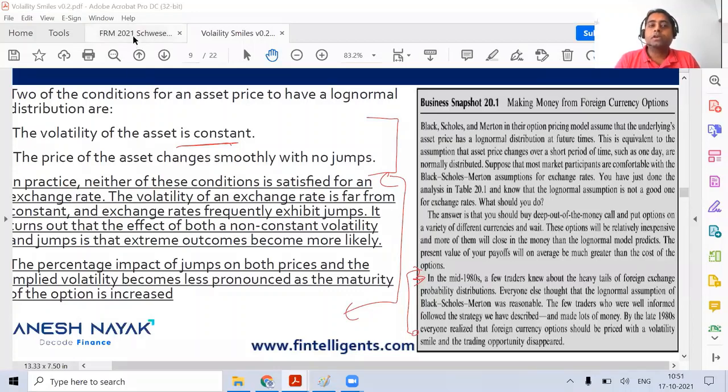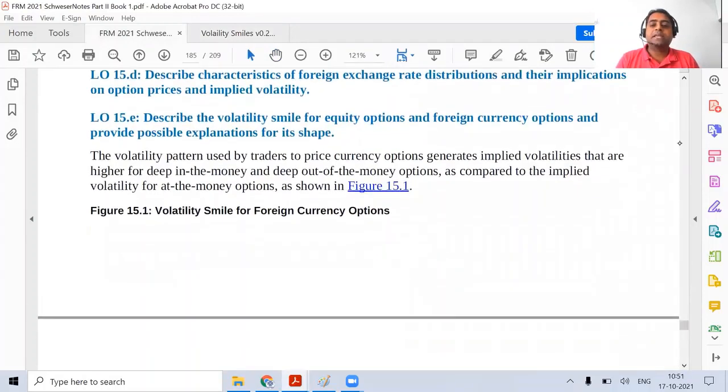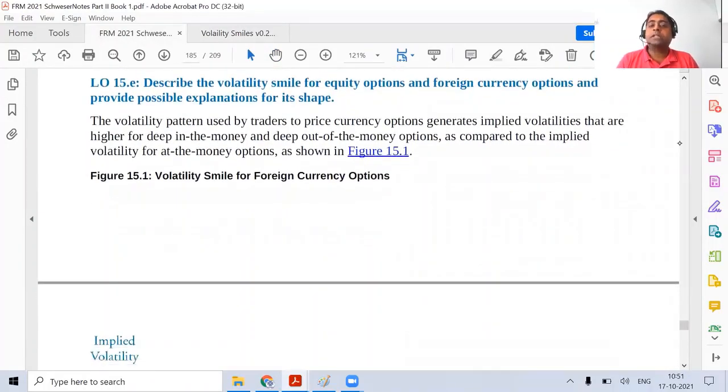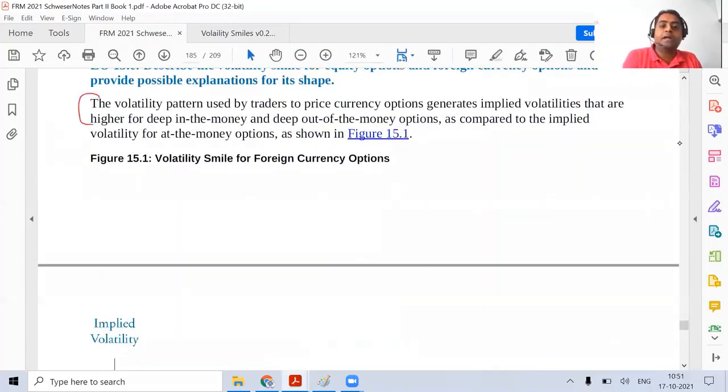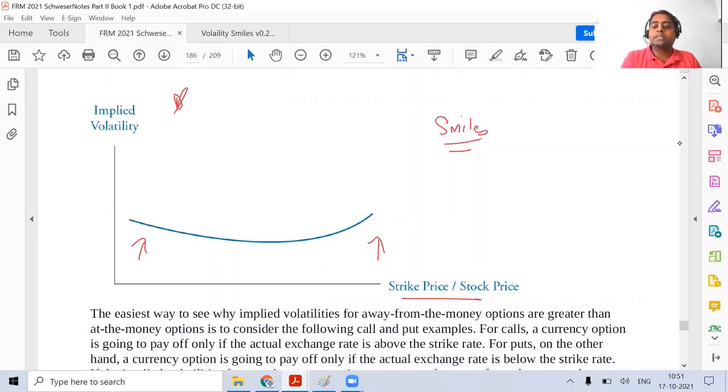Taking you towards the textbook now. In the textbook, the foreign currency option market has a double star, important for the exam. They've explained the same logic, but they have not given you the diagram of the log normal and the implied distribution. If you read that three lines and come to this diagram, this diagram is important. This is your volatility smile, because it looks like a smile. On the extreme part, you will find a higher implied volatility.